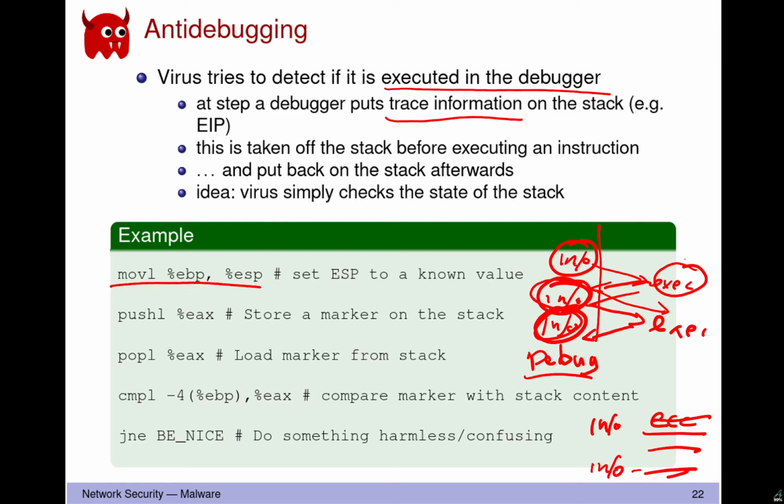So basically it stores a marker on the stack. In the next execution, it loads the marker from the stack. It tries to compare the two values. And if they are not matching, then we learn that the information has been modified by somebody else. And if it has been modified by somebody else, then we jump to an execution element where we are very nice and do nothing wrong, so that we know we are under supervision, so therefore we behave well.